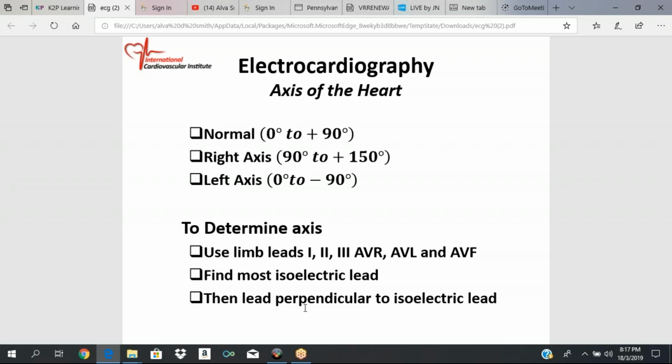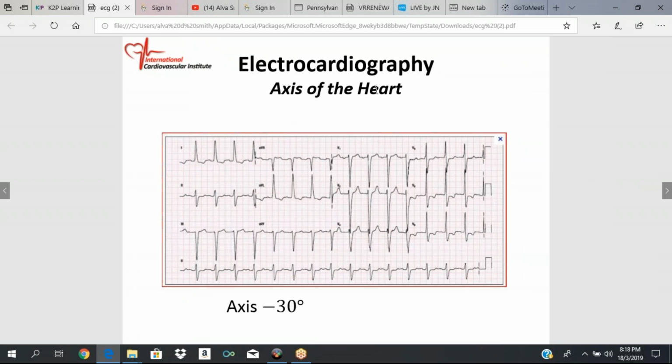It's best to demonstrate it than talk about it, so let's do the demonstration. These are the only things you need to determine the axis. You need to look at all your limb leads, find the most isoelectric, and then find the lead that's perpendicular to it, and that's the axis. All right, so let's look at this 12-lead ECG. You should have some understanding of the 12-lead ECG since we did the basic stuff.